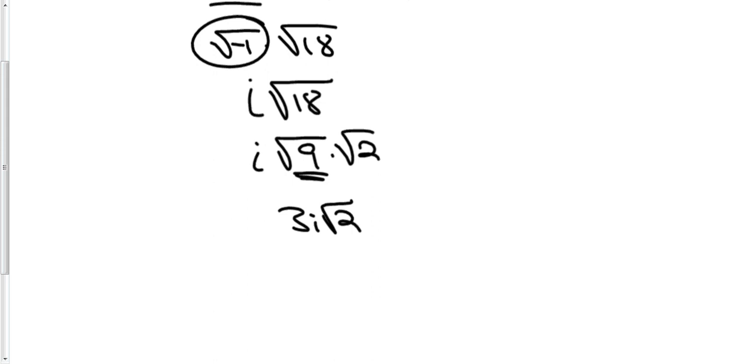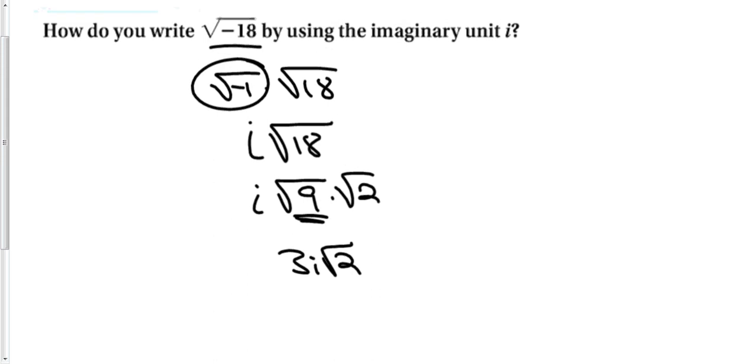Just a little note on notation. I like to put the i right there, because if we do it the other way, if we do 3 square root of 2i, it becomes hard to tell if the i is underneath the radical. So it is best to leave it in front of the radical, in between the 3 and the radical 2.